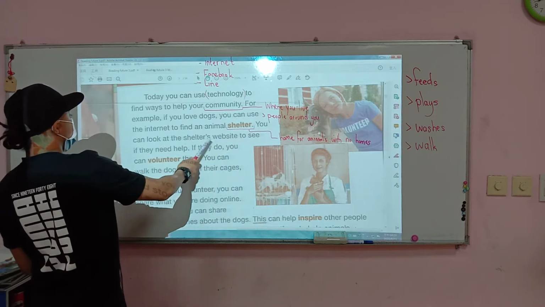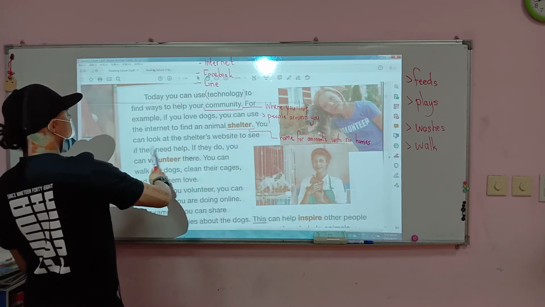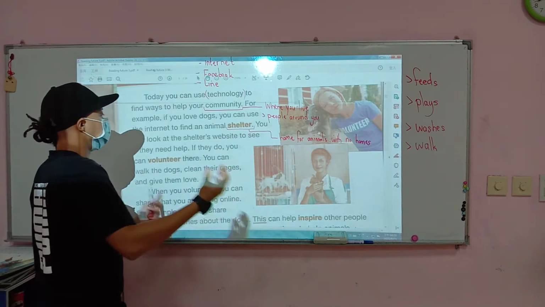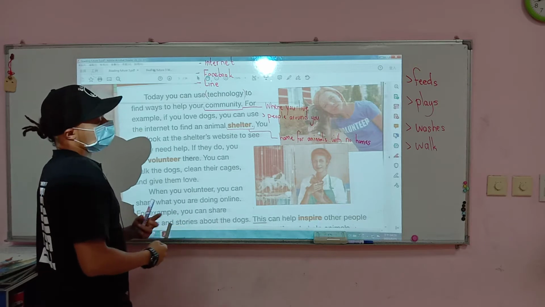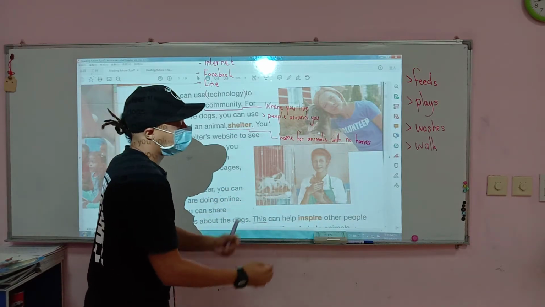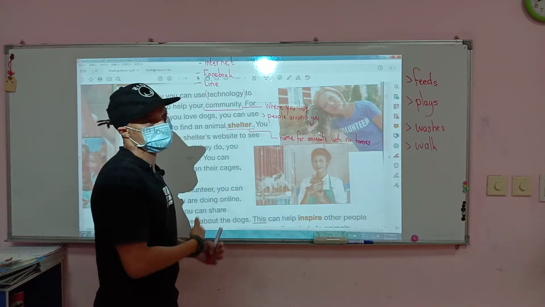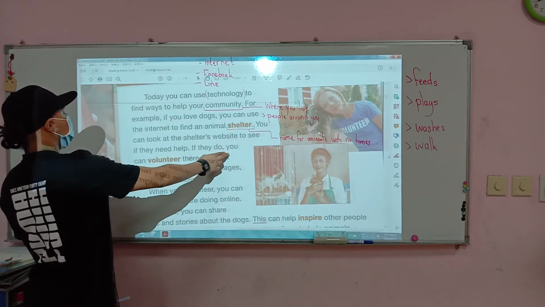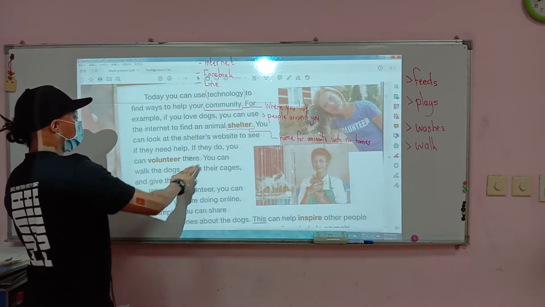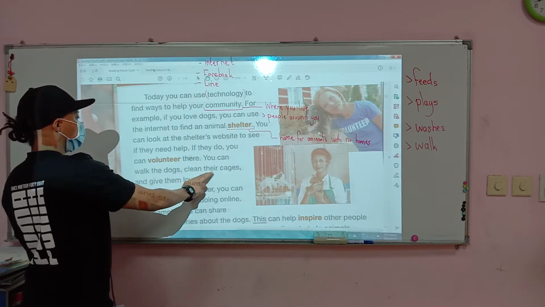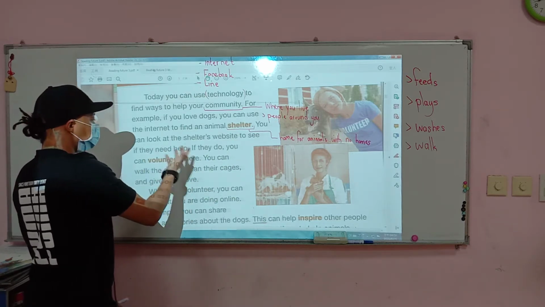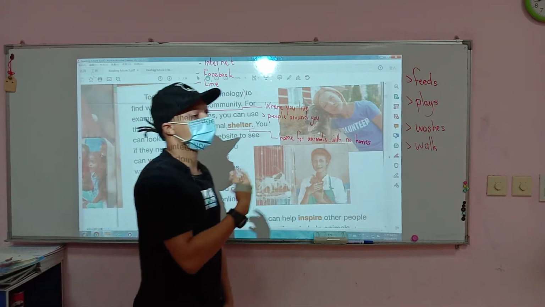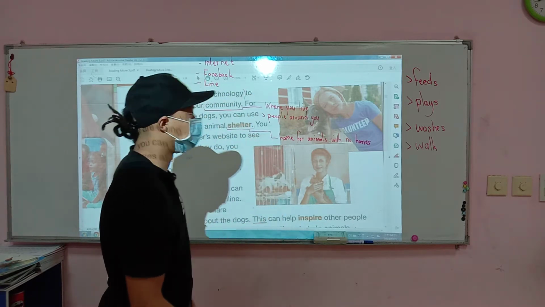So you can look at the shelter's website to see if they need help. So normally it will say, volunteers needed. So you can go there and you can say, hi, I'm a volunteer. When can I, or what can I do to help you? Okay? If they do, you can volunteer there. You can walk the dogs, clean their cages, and give them love. So these are some of the things you can do at an animal shelter, okay?